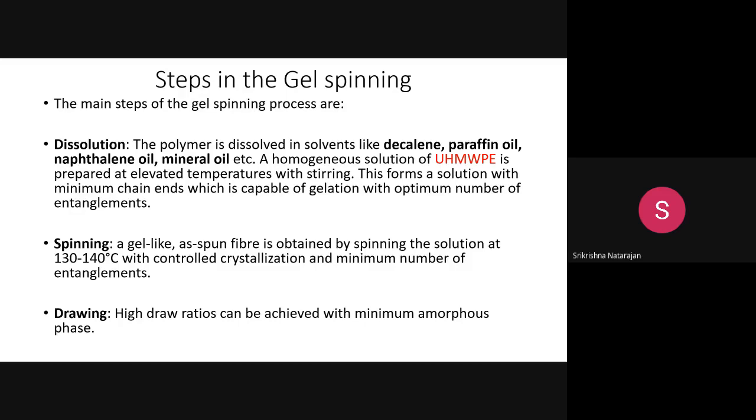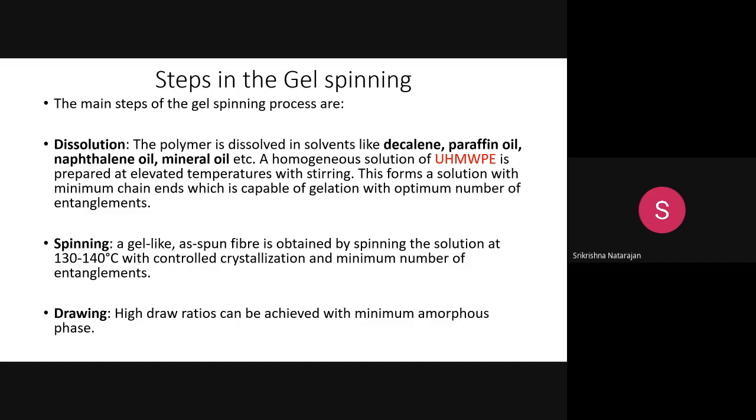Okay, you take a polyethylene. Here I have mentioned UHMWPE, which is the ultra high molecular weight polyethylene. If you are using a low density polyethylene, then in that case you can use an LDPE. If you are using a high density polyethylene, you can use an HDPE, and then you dissolve it. Okay, how do you dissolve it? You do some stirring at some temperature. At a particular temperature with stirring, there will be an optimum number of entanglements with the minimum chain ends, so that your gel is ready.